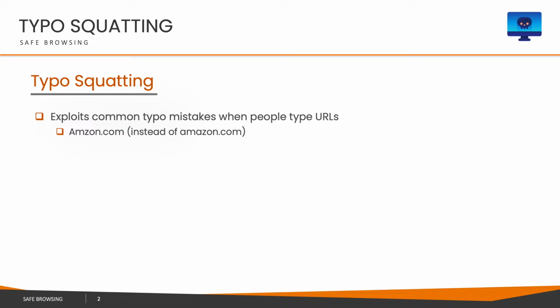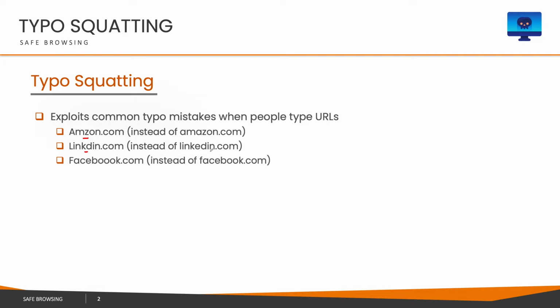you. So for instance, if you look at amazon.com, you may have missed an A here, and instead of amazon.com, you'll end up at amzon.com. Another variation could be if you miss the E in LinkedIn. Similarly, you could also type an extra O.